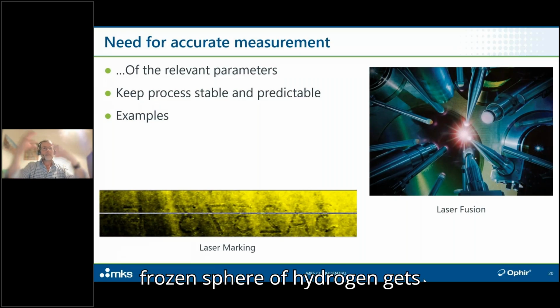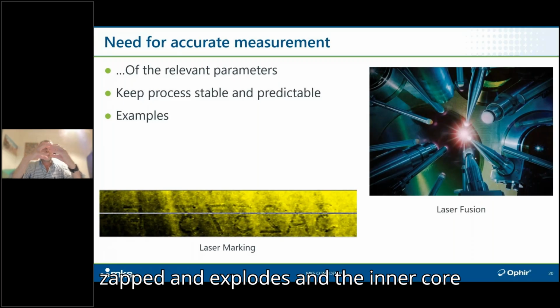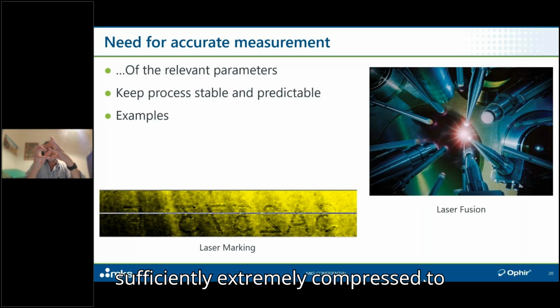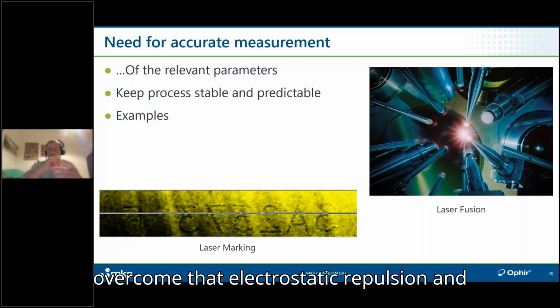If those pulses aren't exactly uniform, if one side of that pellet explodes a tiny fraction of an instant before the other side, then it's not going to be compressed and we're not going to achieve fusion.